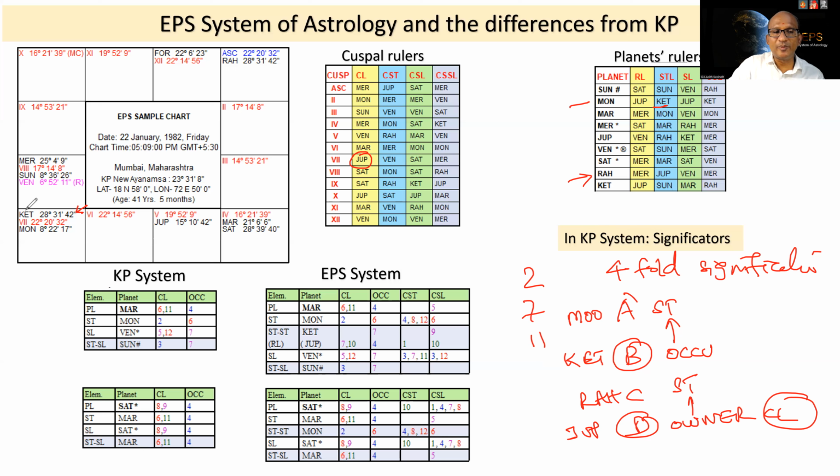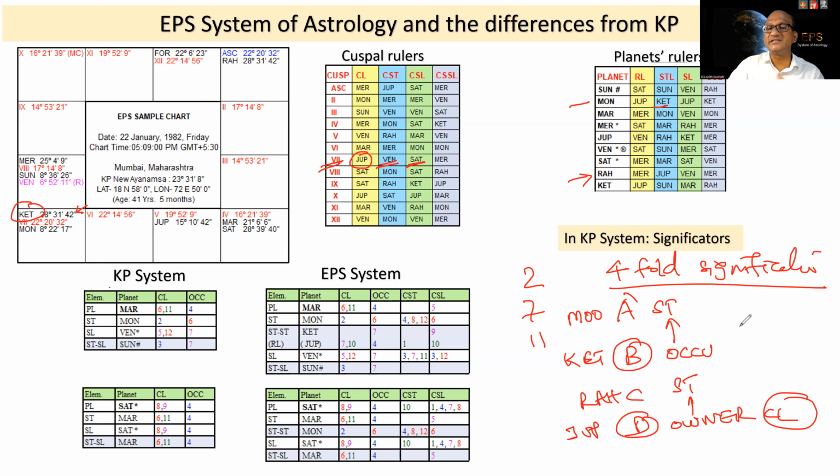Here you can see only the occupant and the cuspal lord are taken. We have not taken the 7th cuspal star lord. We have not taken the 7th cuspal sublord as the significator, or the planet in the nakshatra of the 7th star lord, or the planet in the nakshatra of the 7th sublord. Moreover, even in this, only the star level has been taken. The planet in the sub of this Ketu we have not taken, and the planet in the sub of this owner Jupiter we have not taken. So the fourfold significators are incomplete.